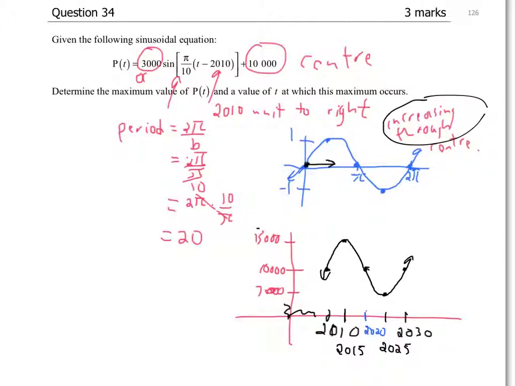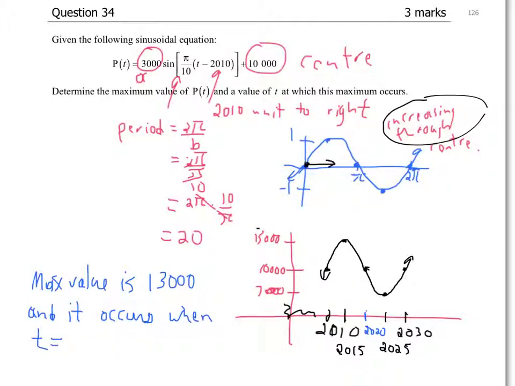Okay, so as long as you could pick out my numbers, I think I could answer this question. So what is the maximum value? The max value is 13,000. And it occurs when, since we're talking about a variable of time, time equals 2015.